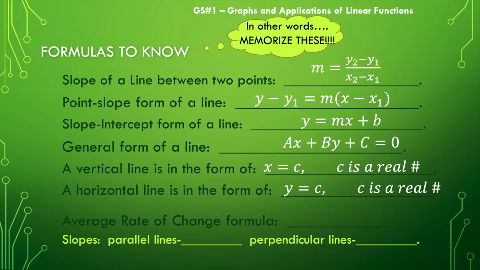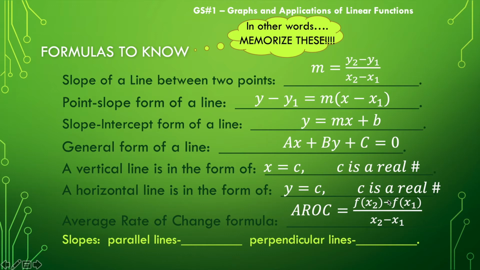Average rate of change formula, otherwise known as AROC. AROC is f of x2 minus f of x1 all over x2 minus x1. Now you may say to yourself, hey, that looks an awful lot like the slope formula. And indeed it does. And the only difference really is that slope is an average rate of change of a linear function. The average rate of change of every function can be written like this, f of x2 minus f of x1 over x2 minus x1. And so this can be used with every function there is.